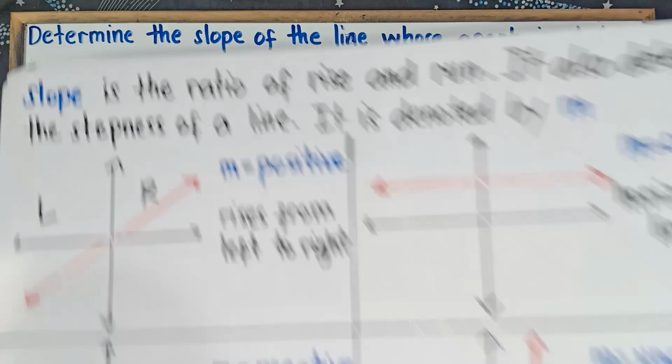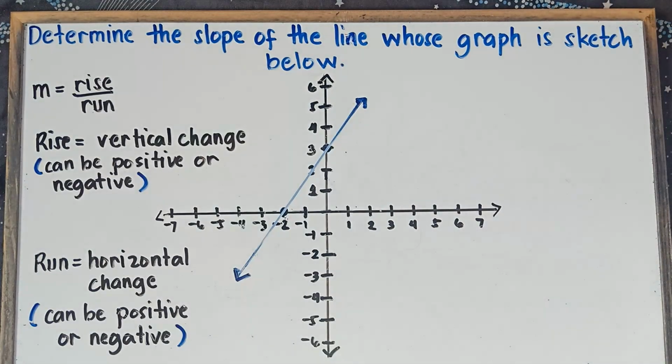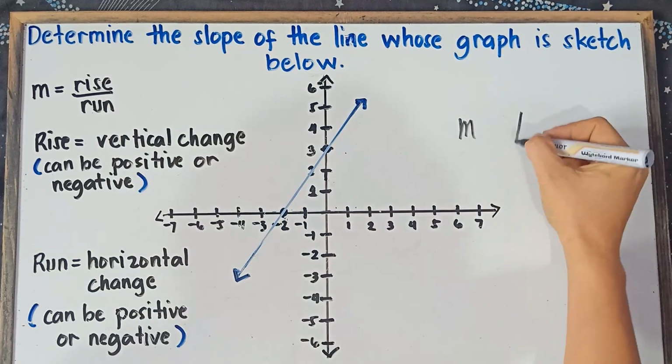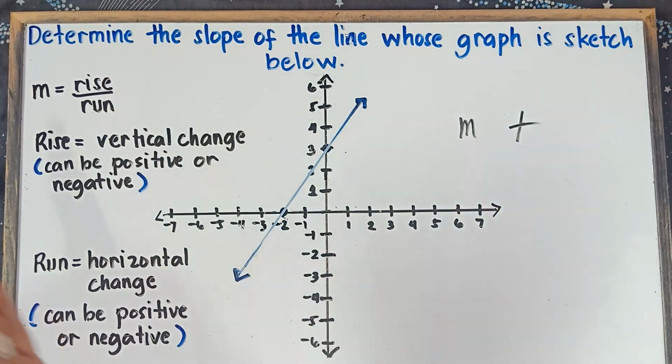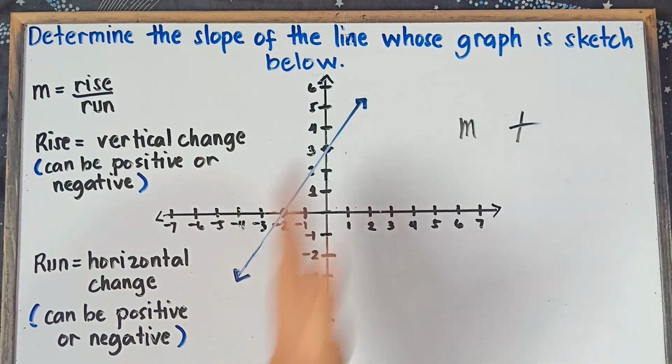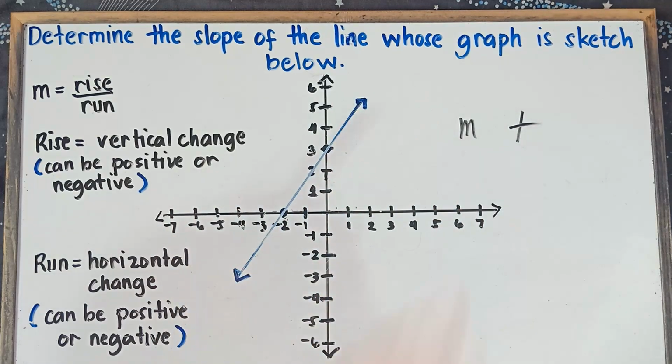Let's check example number 1, class. Check this one out. Example number 1. The value of the slope, class, is it positive or negative? Just based on the graph, is it positive or negative? That's correct, class. Our m should be positive. Why is that, sir? Because from left to right, the arrow is rising. Therefore, the value of m would be positive.